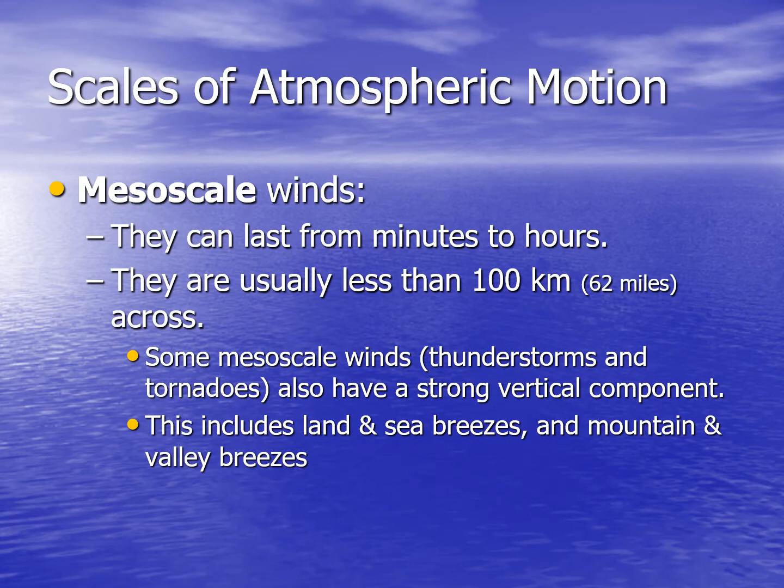Okay, so mesoscale winds, these are larger than microscale, but usually they tend to be less than 62 miles across, and they can last from several minutes to a few hours. So some mesoscale winds, like thunderstorms and tornadoes, are also going to have a strong vertical component, meaning up and down movement within that storm or tornado. It's also going to include land breezes and sea breezes, which hopefully we will touch on in class, and then mountain and valley breezes.